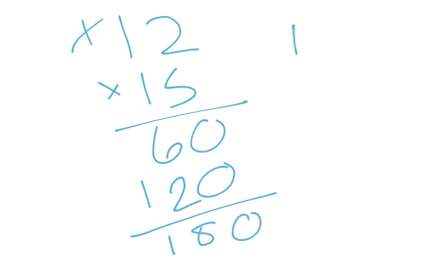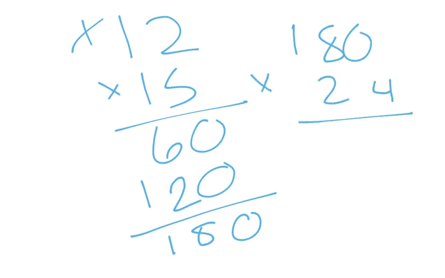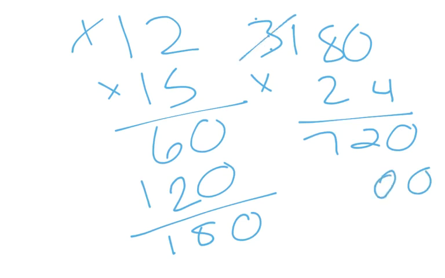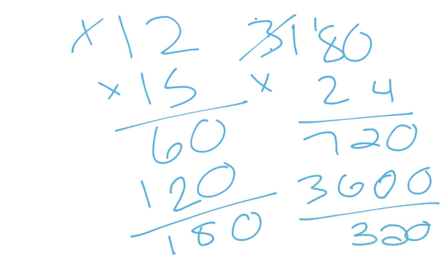Now I'm going to multiply 180 times 24. 4 times 0 is 0. 4 times 8 is 32. 4 times 1 is 4. 5, 6, 7. Put a 0, cross that out. 2 times 0 is 0. 2 times 8 is 16. Carry the 1. 2 times 1 plus 1 would be 3. When I add that up, that one works.